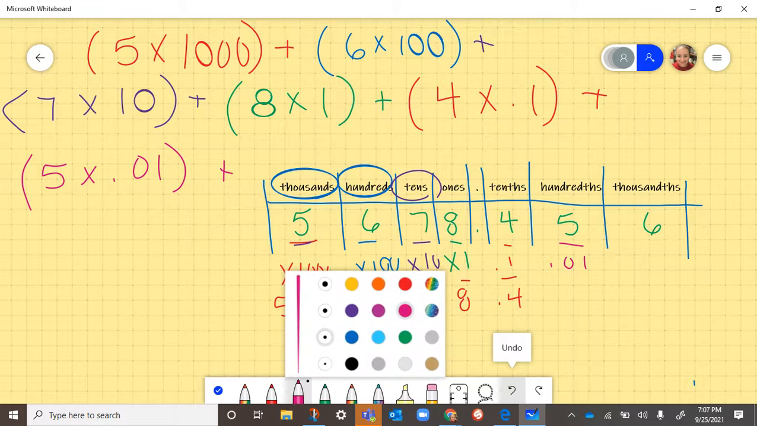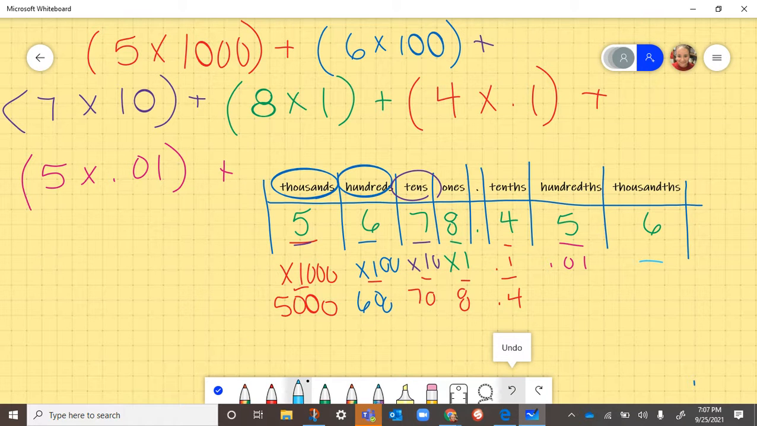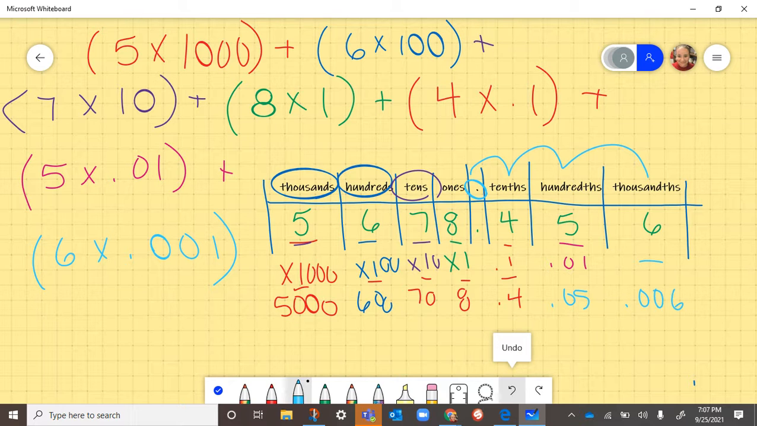plus, now I've got my 6, and I'm going to multiply it by the thousandths place, which is 0.001. The 1 has to be 3 spots over because if you look here, here's my decimal point. It's 1, 2, 3 spots over. And okay, so that gave this one over here. I forgot to write it again. So that gives me that value there. That's a 0.05. And then this will give me the value of 0.006.